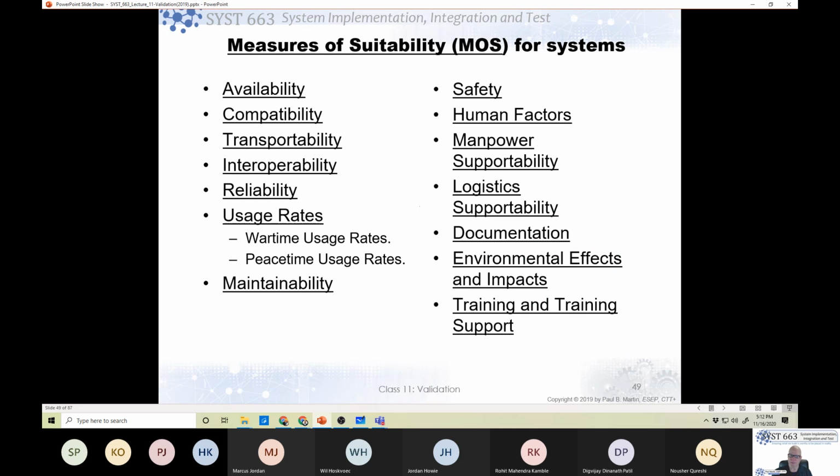There are other suitabilities besides availability, like compatibility. Let's say you have a really nice copier, but it can only take A4 sheets. You're like, what about letterheads? So compatibility with standard aspects of wherever it's being used. Transportability: how hard is it to actually get the copier to the field? Interoperability with other systems within your office environment, reliability, usage rates, maintainability, safety, human factors, logistical support, documentation, training, and other things.